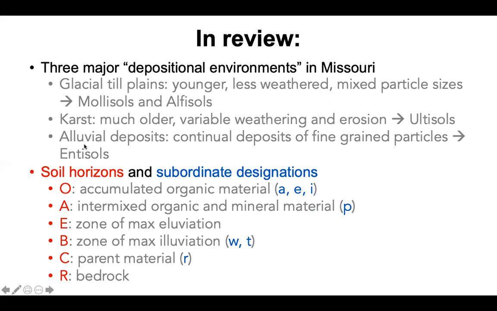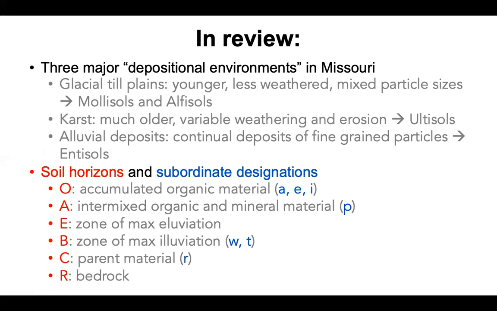Then in the southeast, in the Bootheel, we have alluvial deposits. So we have continual deposits of silt and clay from various large rivers that are coming together right there in the Bootheel. And it gives us lots of deposits of fine-grained particles, but not a lot of chance for pedogenesis to start happening. And so we have entisols in the southeast here.